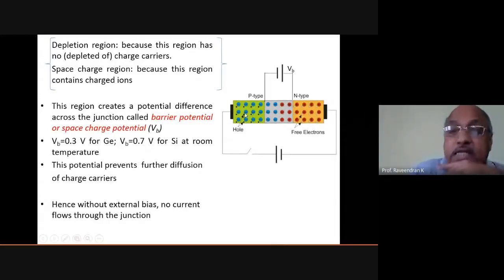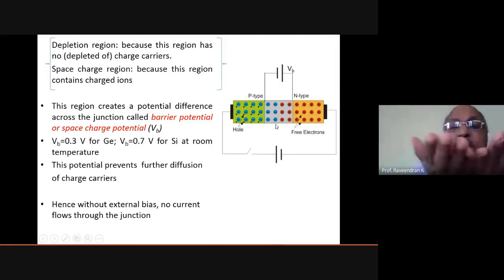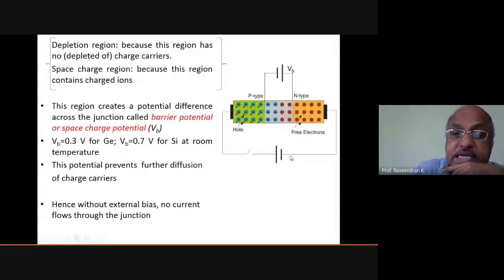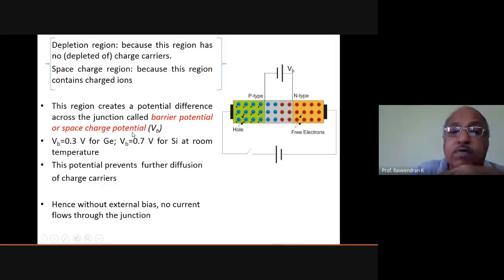In other words, this space charge potential created due to the joining of the PN junction has to be overcome with the applied voltage E. If the applied voltage is E, then E has to work on this junction against this voltage VB in order to send a current. That is why this voltage is called a barrier potential, the potential that arises at the space charge region. That is what is called the space charge potential. Either you can call it a barrier potential VB or a space charge potential VB. Understand? VB means voltage barrier. So this limits the barrier potential.